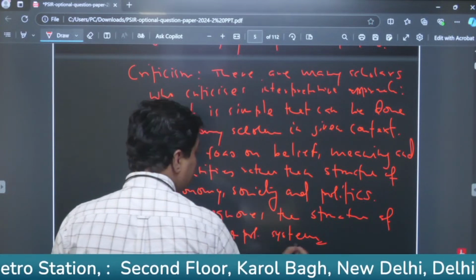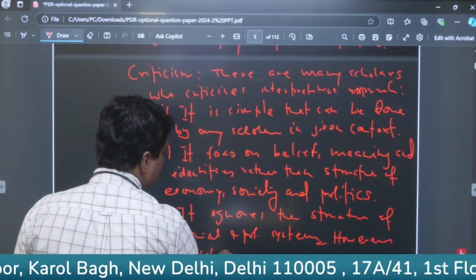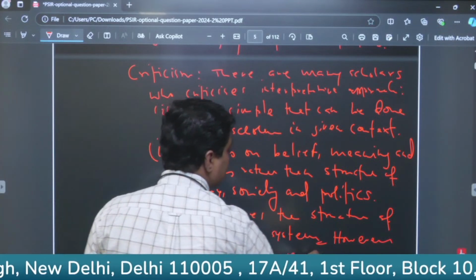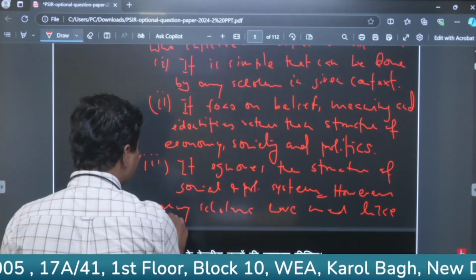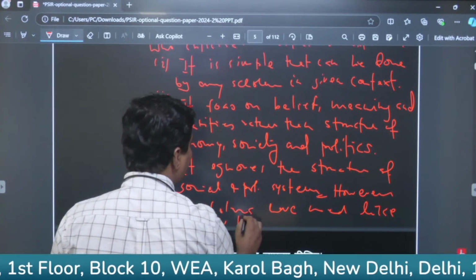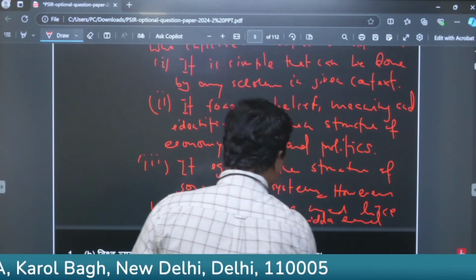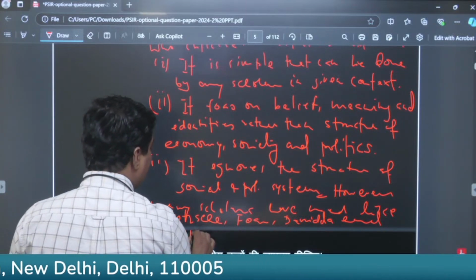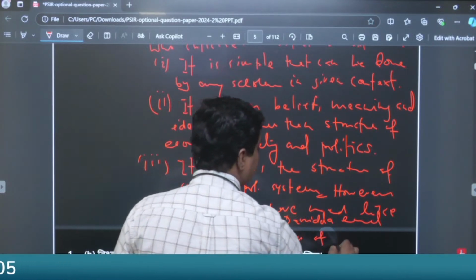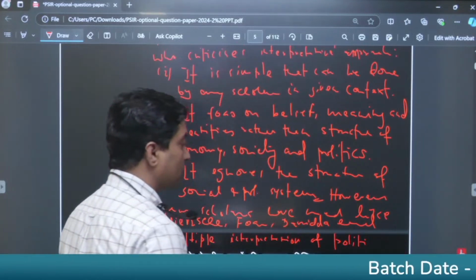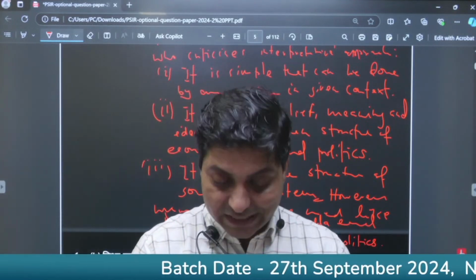However, many scholars have used it, like Nietzsche, Foucault, Derrida, and have given multiple interpretations of politics, and that is the end of this answer, right? So this is the way that one should write the answer.